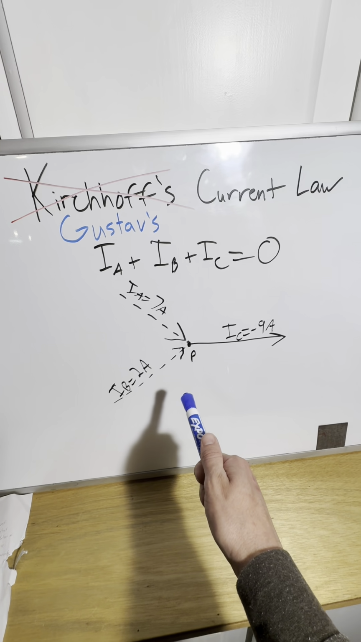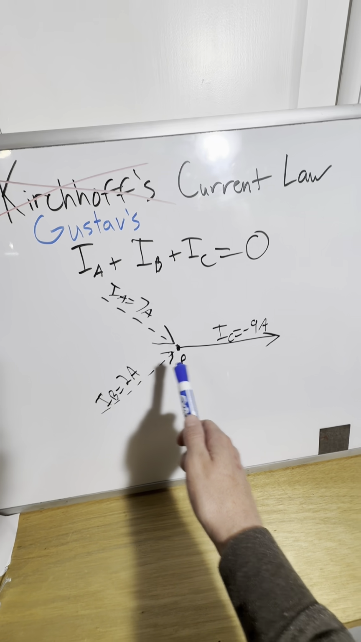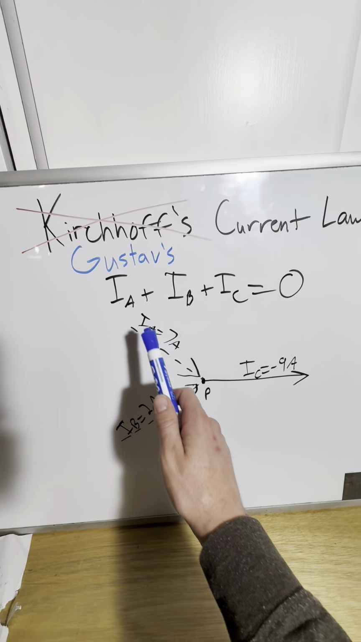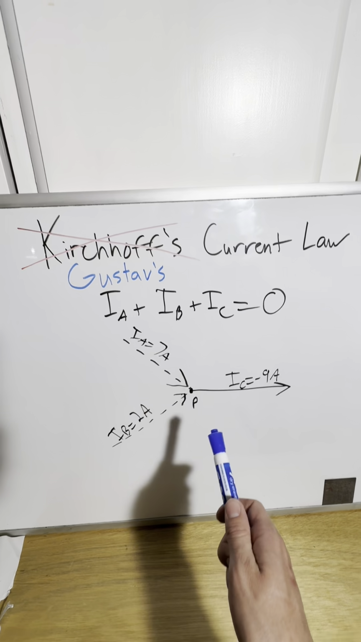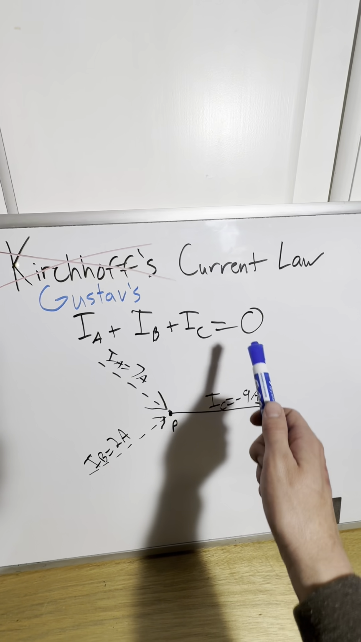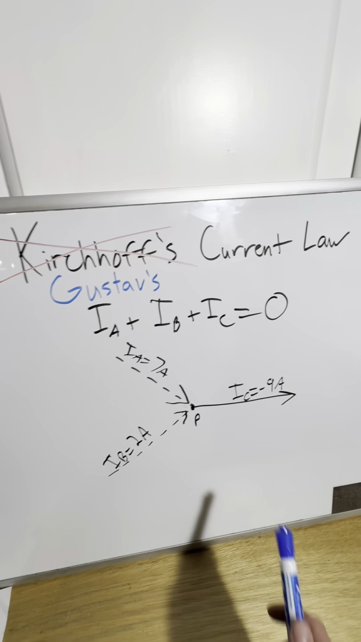So what my buddy Gustav is saying is that if you have a point in the circuit where you have two paths entering that point and one path leaving that point, the amperage of A plus the amperage of B plus the amperage of C equals zero. Well, how is it possible to add up three values and equal zero? Well, it's important to understand which values are positive and which values are negative.